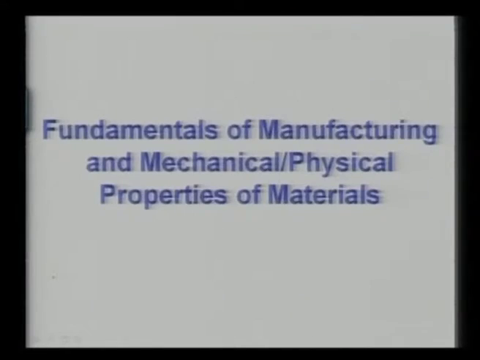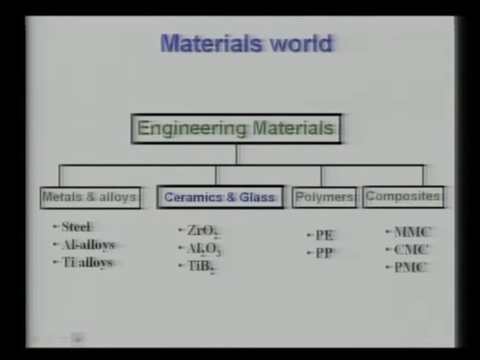Okay, in this lecture I'll deal with the fundamentals of manufacturing and mechanical or physical properties of materials. These fundamentals are necessary to understand some of the future lectures. Here we need to recall that engineering materials can be classified into three primary classes: metals and alloys, ceramics and glasses, and polymers.